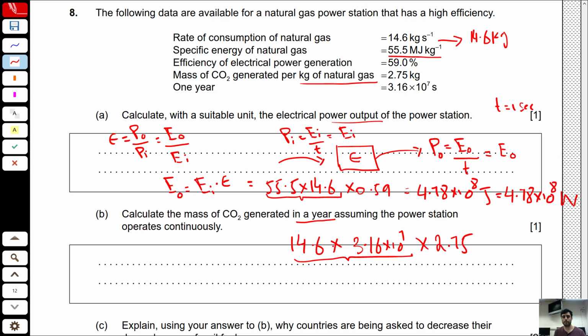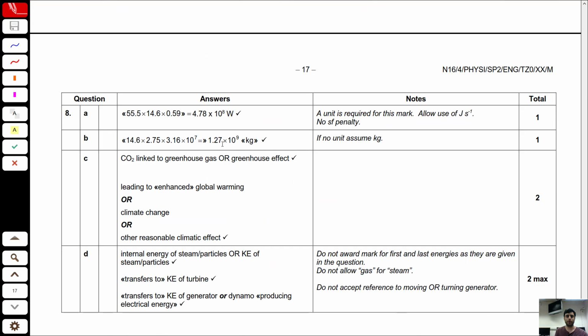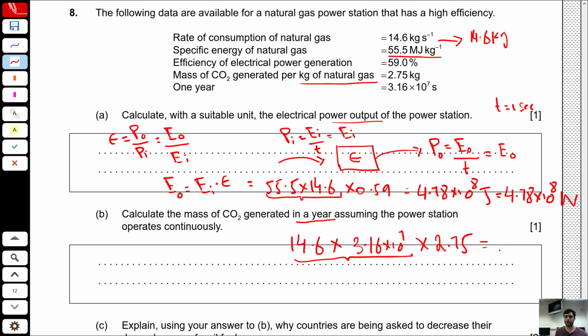So this gives us how much natural gas is burned in 1 year, multiplied by how much carbon dioxide is produced per kg of natural gas, which will give you the total carbon dioxide generated in 1 year. So this multiplied by this, multiplied by this, if you hit the calculator, the answer will be 1.27 times 10 to the power of 9 kg. 1.27 times 10 to the power of 9 kg of carbon dioxide is produced. Unit is kg.